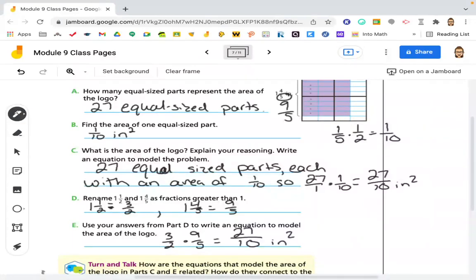So remember, when you're multiplying mixed numbers, you can use area models, but the easiest way is to make your mixed numbers improper fractions, or fractions greater than 1, and then just multiply straight across like you're multiplying fractions. So that is all for today's lesson. I hope that you can now solve real-world problems involving multiplication of mixed numbers by writing an equation to model the problem.